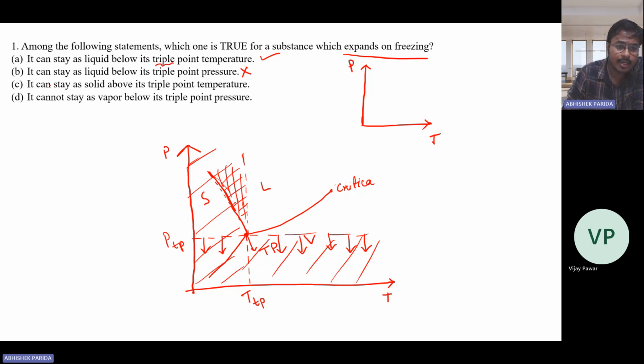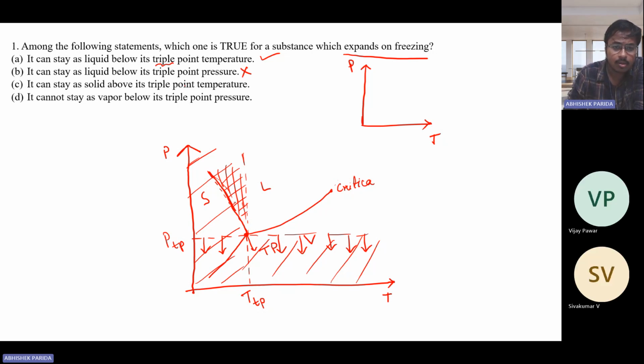Then option C is it can stay solid above its triple point temperature. Is it correct or not? Above its triple point temperature, so do you find any solid region above the triple point temperature? In this region, are you finding any solid region? No, right? Because you can only find liquid and vapor region. So C is also wrong.